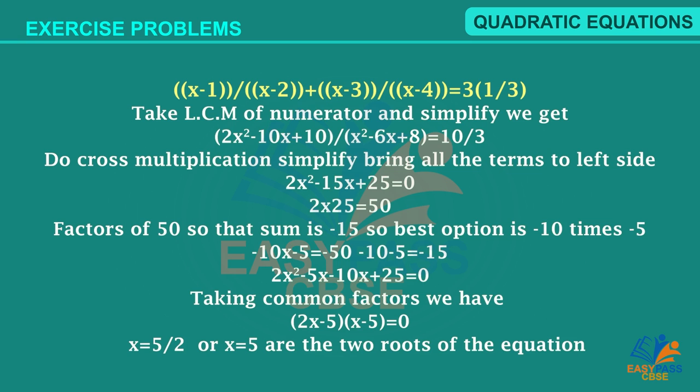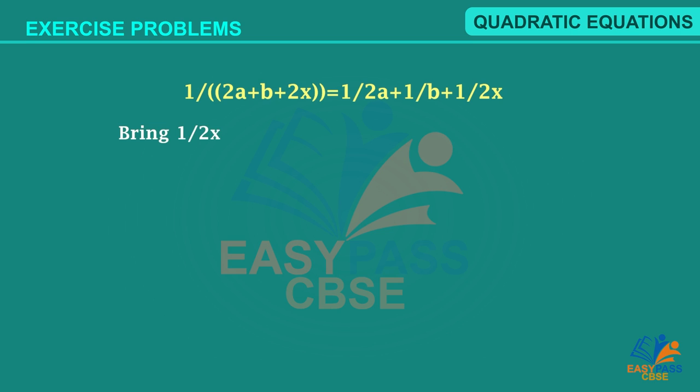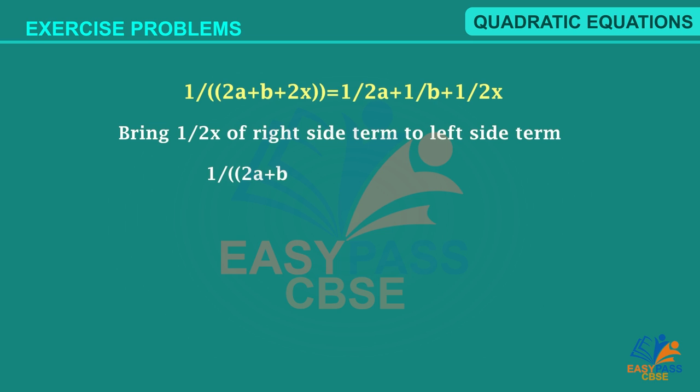Next question is a very interesting question. That is 1 over 2a plus b plus 2x is equal to 1 over 2a plus 1 over b plus 1 over 2x. Now, best thing is bring 1 by 2x of the right side term to the left side. We have 1 by 2a plus b plus 2x minus 1 by 2x is equal to 1 by 2a plus 1 by b. Now, as usual, take LCM and simplify.